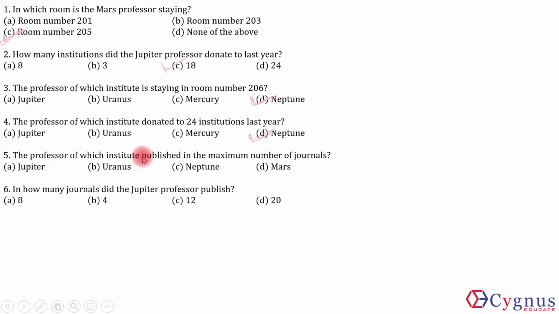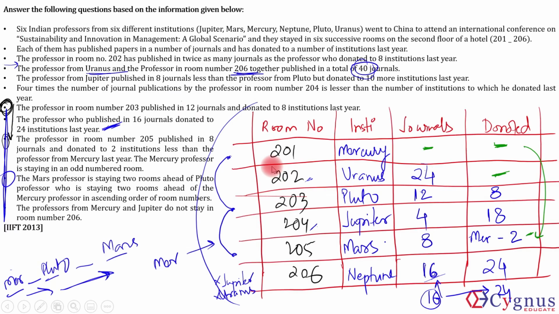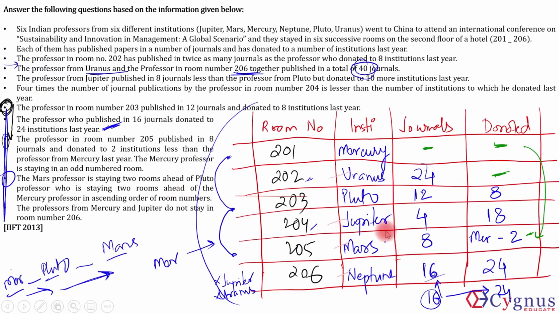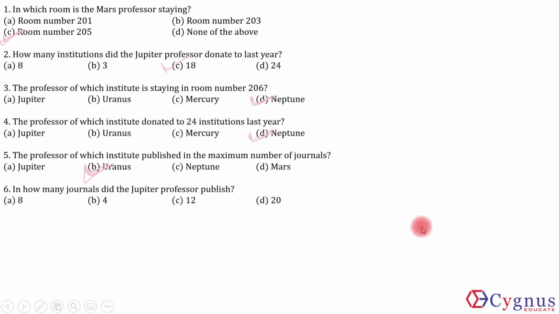Next, the professor of which institute published in the maximum number of journals? The options are Jupiter, Uranus, Neptune and Mars. Of these 4, the maximum number of journals are published by the professor from Uranus. So the answer will be option B, Uranus. And finally, the sixth question. In how many journals did the Jupiter professor publish? So the Jupiter professor published in 4 journals. Hence the correct option is option B, 4.